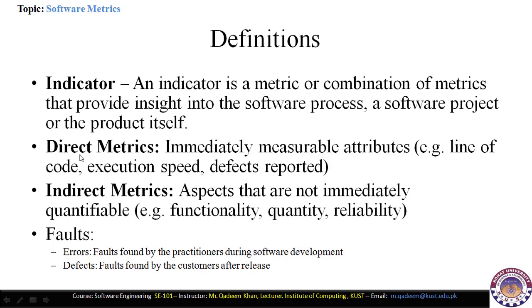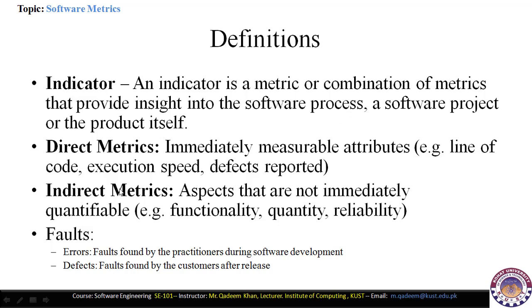Now, there are other terms used for metrics as well. For example, indicators. An indicator is a metric or combination of multiple metrics that provides insight into a software process, a software project, or the product itself. That means when we have to measure the software process, product, or project, we have certain indicators inside the process, project, or product, and those indicators should be measured.